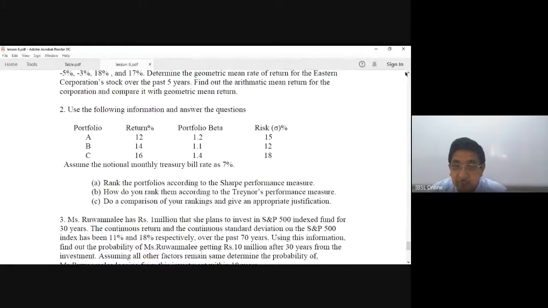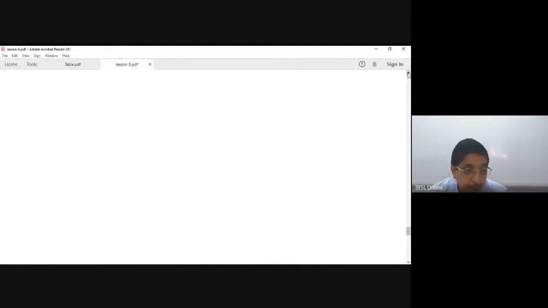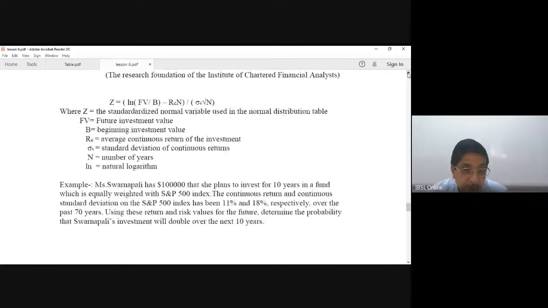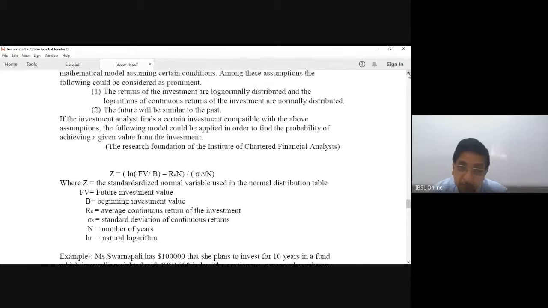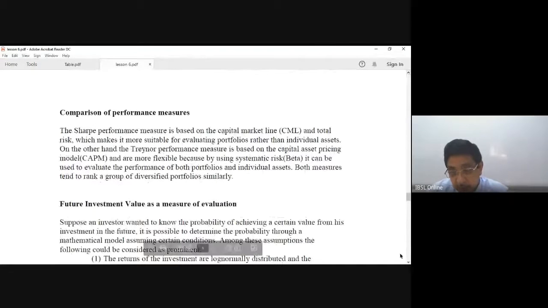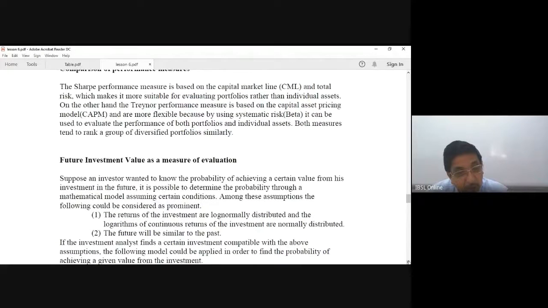Right. Now we will go to another subject area, and the most important subject area in this lesson, and a mathematically sound part of it. Future investment value as a measure of evaluation. Now, the background I will tell you.